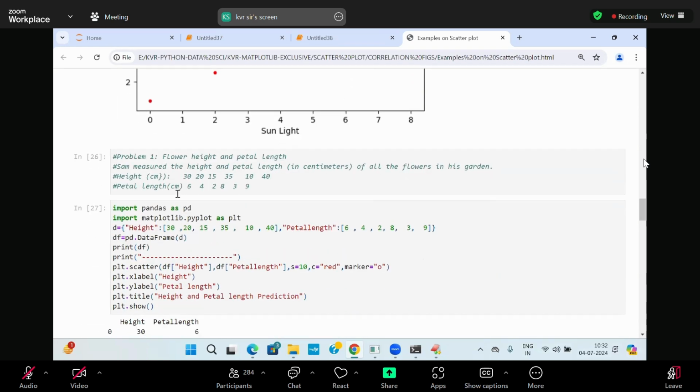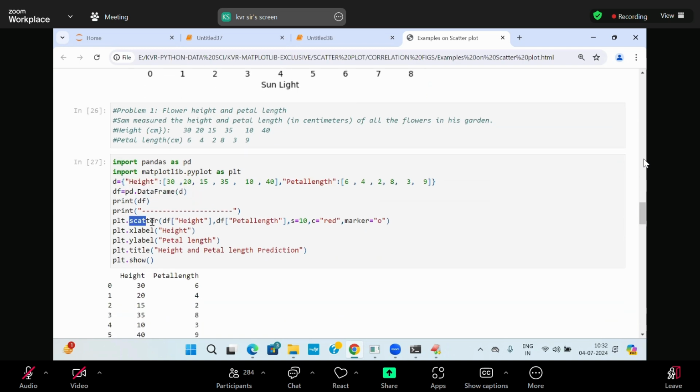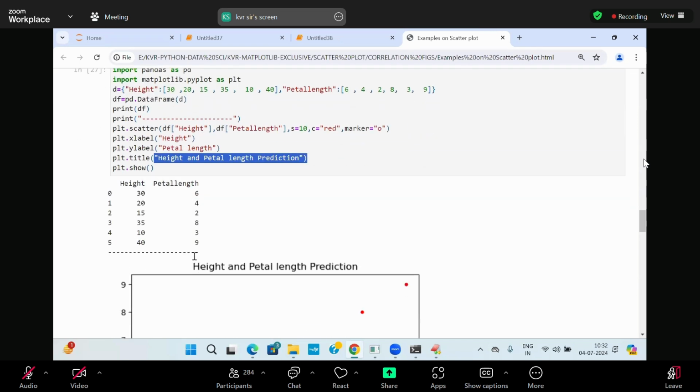Next, one more. Sham measured height and petal length in centimeters of all flowers in the garden. All problems, whatever I got, I'm drawing. Height in centimeters and petal length in centimeters. Same: data frame, height and then petal length in a data frame dictionary. Convert into a data frame. And scatter, df of height, df of petal length, s is equal to, c is equal to red, and marker is equal to o. Height and then petal length, and height and petal length prediction.